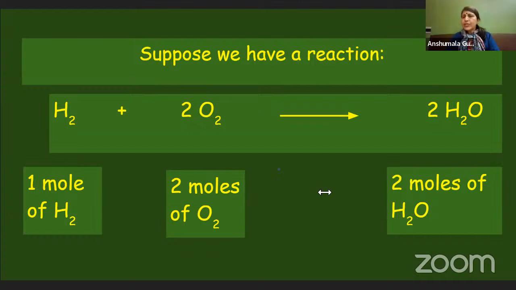Shobna has asked about 6.023 into 10 to the power 23. Yes, if you want to go to the third decimal place, then of course it's 6.023. Otherwise, we take 6.02. That actually depends on how much accuracy you want.